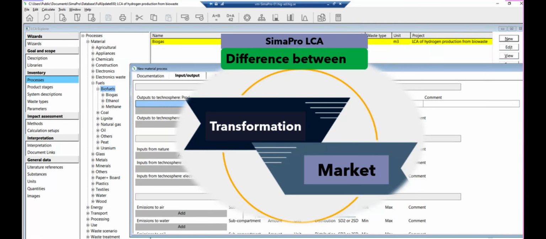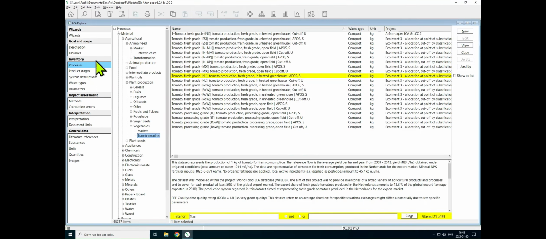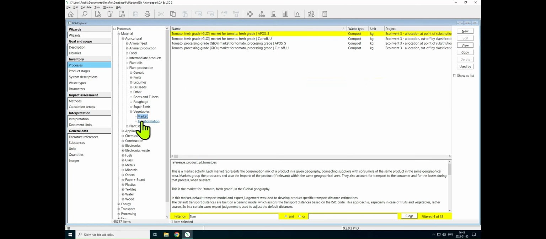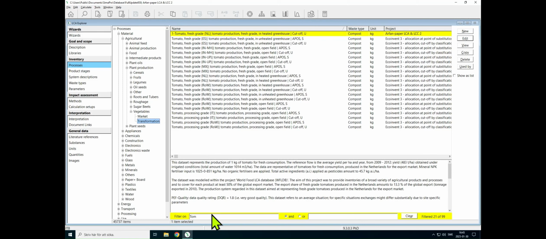In this video, we will learn about the difference between market and transformation processes in SimaPro. So I'm in the SimaPro software. For simplicity, I just go into the vegetables production processes, and under that we have market and transformation processes. To take a simple example, I consider tomato production.